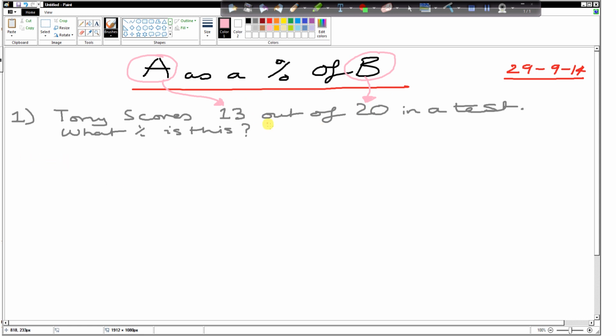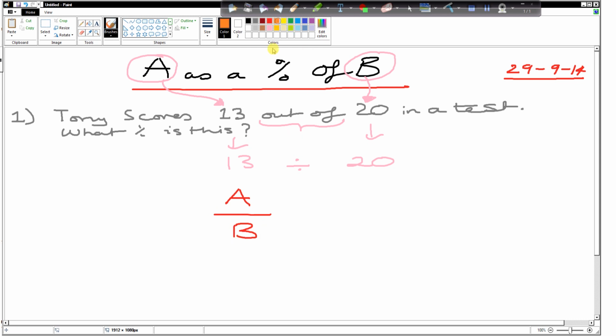Now what does out of mean in mathematics? Out of means divide. So let's copy the 13 down and the 20 down. So 13 out of 20 literally means 13 divided by 20. But what we need to do, remember, is this: the A value, the first, always goes over the B value.